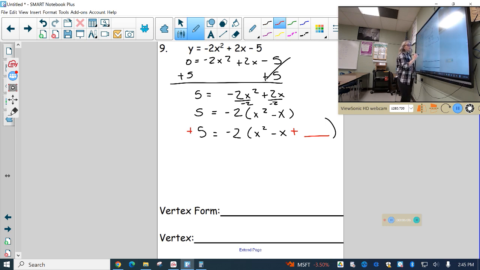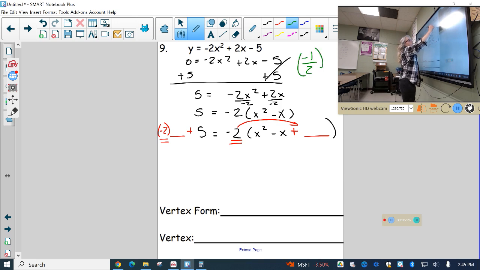However, here's a common mistake that students make. That plus blank is going to be multiplied by whatever's on the outside of the parentheses, so I have to multiply that on the outside here as well. So how do I figure out what goes here? I'm going to take my b over 2, negative 1 over 2, and square it, which gives me 1/4. And I'm going to do the same thing here.